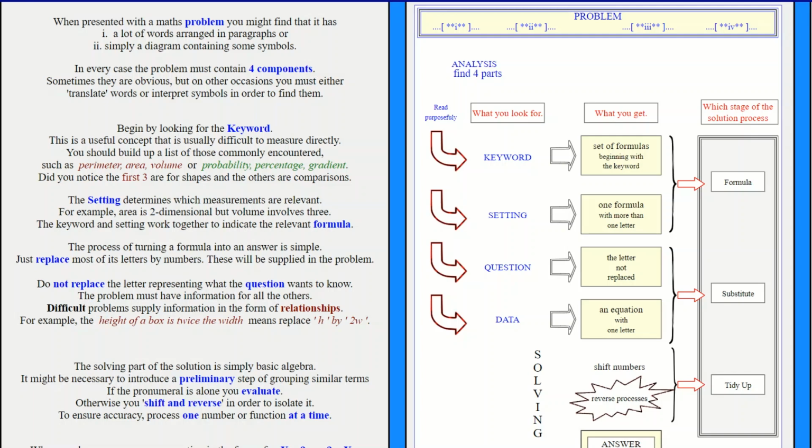When presented with a maths problem, you might find that it has a lot of words arranged in paragraphs or a simple diagram containing only a few symbols. In every case, the problem must contain 4 components. Sometimes they're obvious, but on other occasions you must either translate words or interpret symbols in order to find those components. If you look at the chart on the right, you will see the box at the top. That represents the problem and its 4 components.